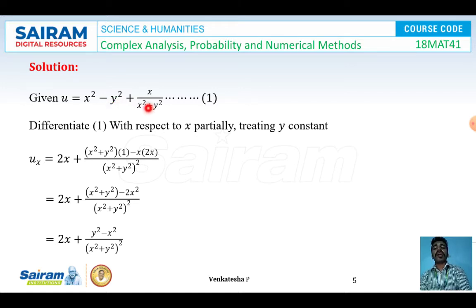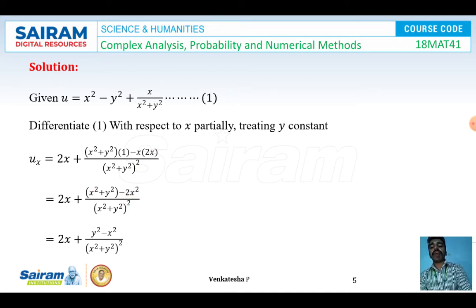Keeping the denominator as it is, differentiating the numerator I got 1, minus keeping the numerator as it is, differentiating the denominator I got 2x, divided by the denominator squared, that is (x² + y²)². So the complete equation is 2x + [(x² + y²)·1 - x·2x]/(x² + y²)². Now on simplifying, we get 2x + (x² + y² - 2x²)/(x² + y²)².